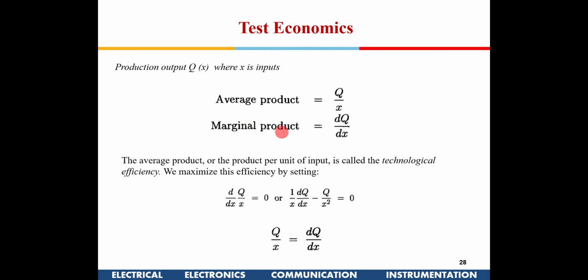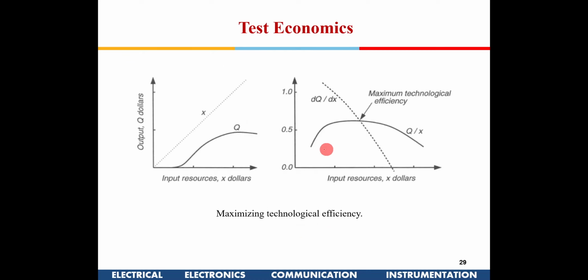Marginal product is the change in output for a small change in input. Our aim should be to maximize the average product. So if you differentiate it with respect to x, when the average product is equal to the marginal product, that is the situation best suited for us. That is shown here in a graph also.